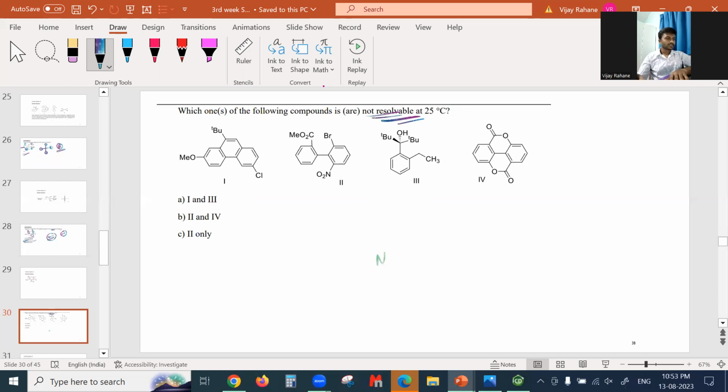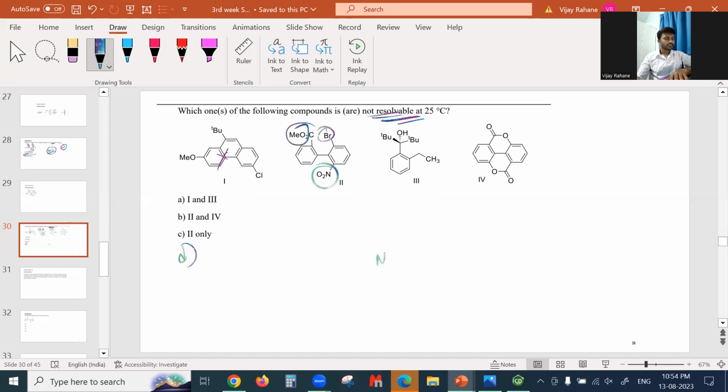So if you see this one, oh, I have not mentioned the D option. What is the D option? See, here we can check the options. So this is obviously not optically active because it doesn't have any chirality. This one is a bulky group, and this is also a bulky group. So obviously this is resolvable.